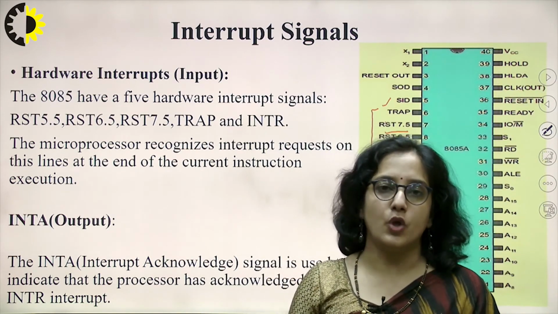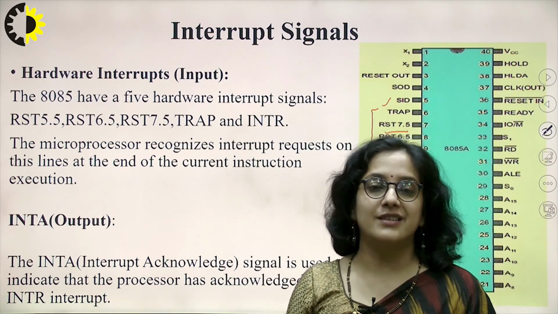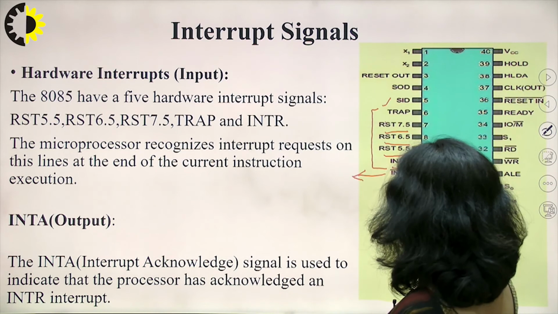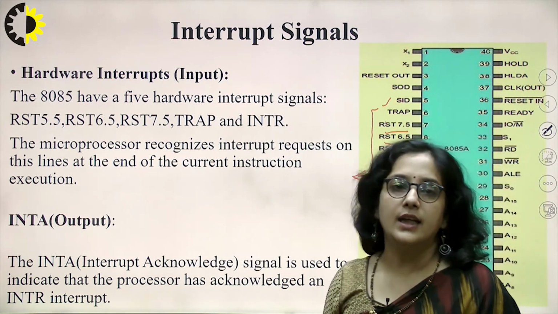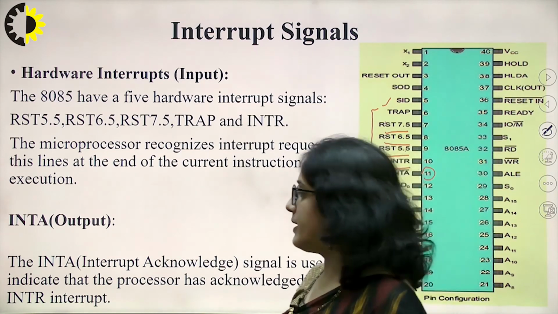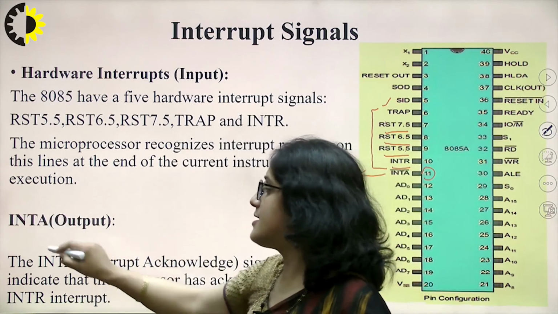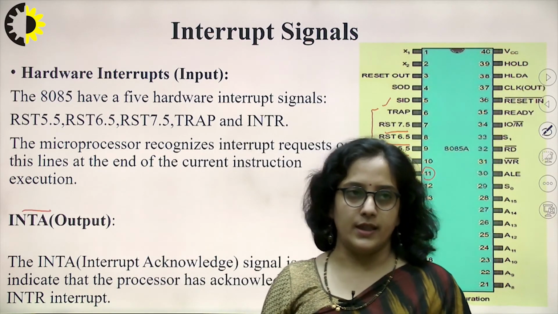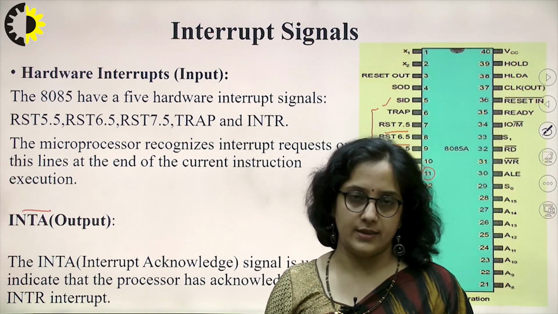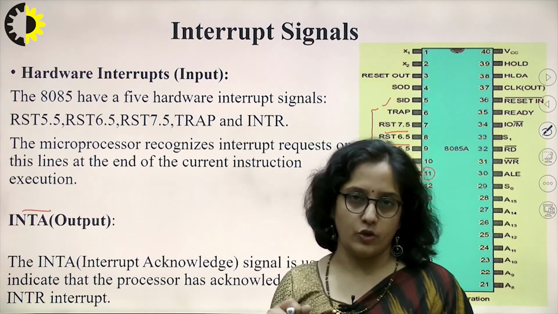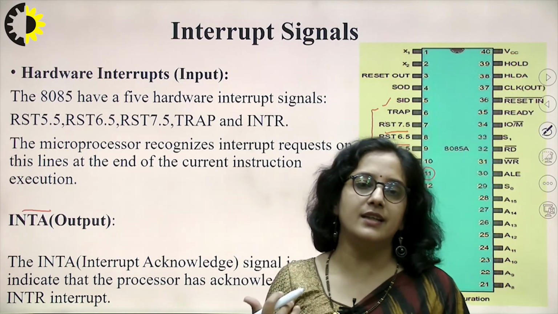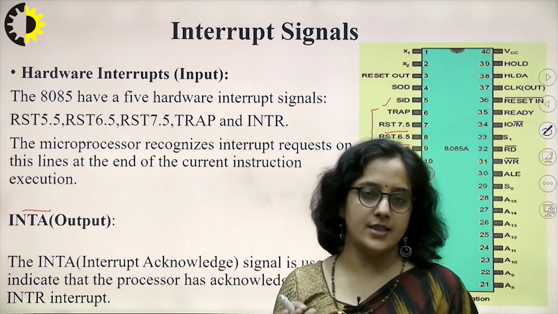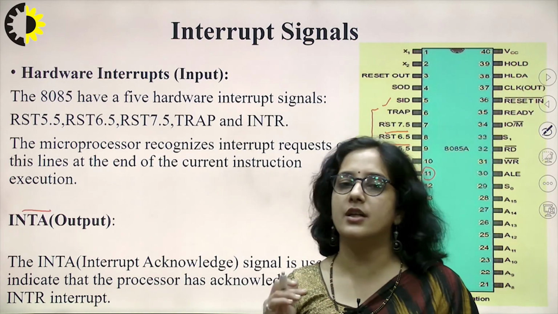Whenever any interrupt occurs, if the microprocessor is ready to serve that interrupt, the microprocessor will generate this signal at pin number 11, that is INTA, interrupt acknowledgement. That indicates that the microprocessor is serving the interrupt. It is an output signal. The rest 5 are input signals, because other devices can interrupt the microprocessor, and if the microprocessor is ready to serve that request, it will generate an INTA indicating that the microprocessor has acknowledged the request and now it is going to serve that task.